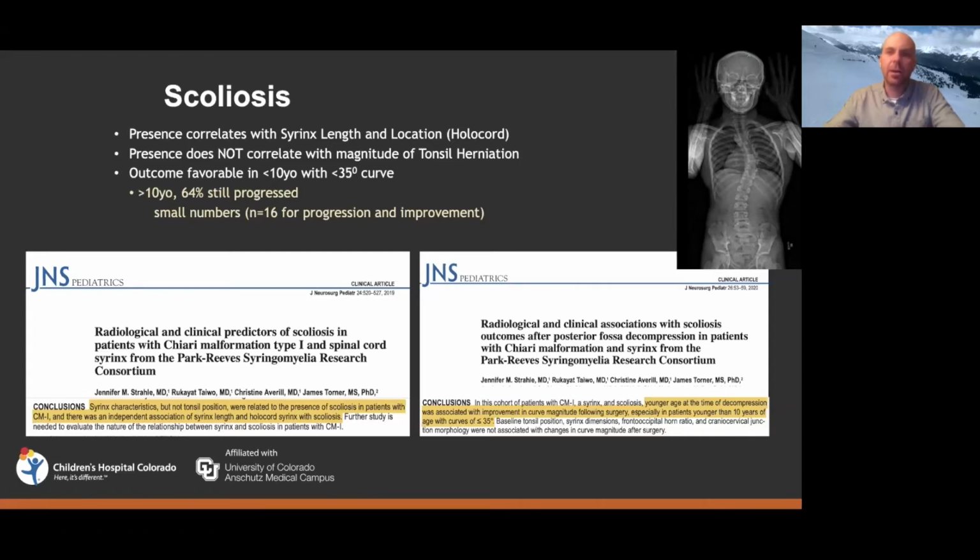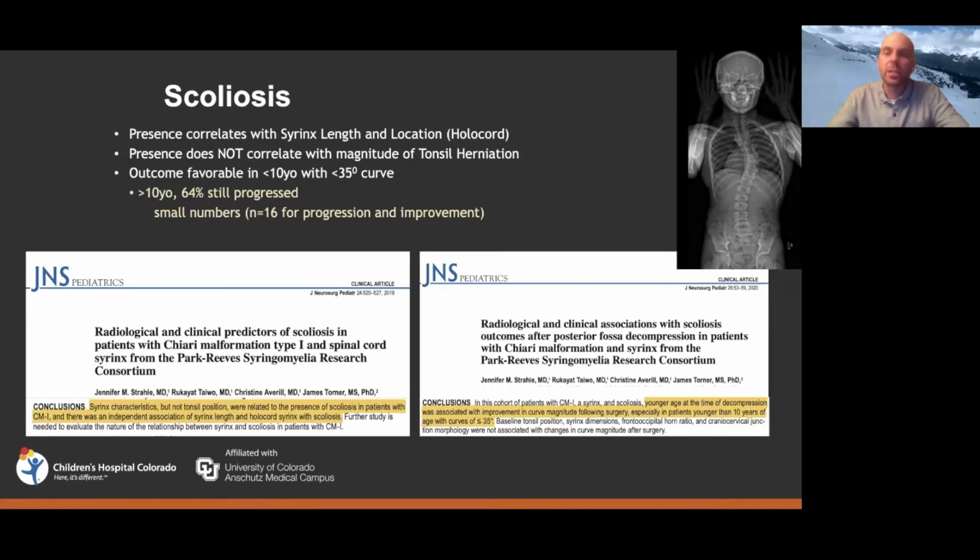Then turning that into outcome, for me, this is a really important thing, because a lot of the patients that I see get referred through the orthopedic spine program, because I do a lot of spine work. And basically what they found is that in younger patients who have a curve of less than 35 degrees, if you get them decompressed, then that syrinx is more likely to collapse, and that scoliosis is more likely to stabilize than if you have a patient who's older, or if you have a patient with a higher magnitude scoliosis.